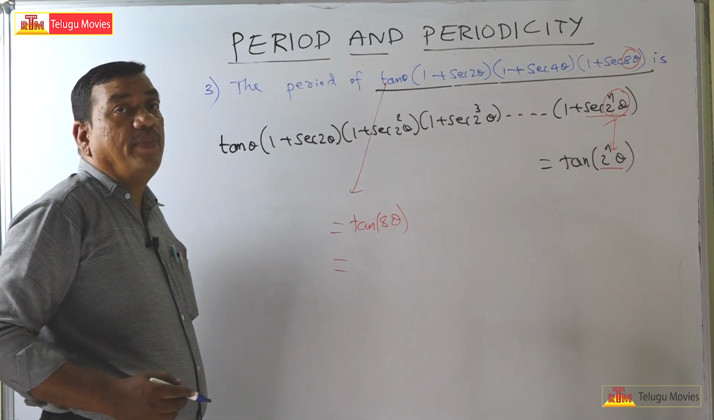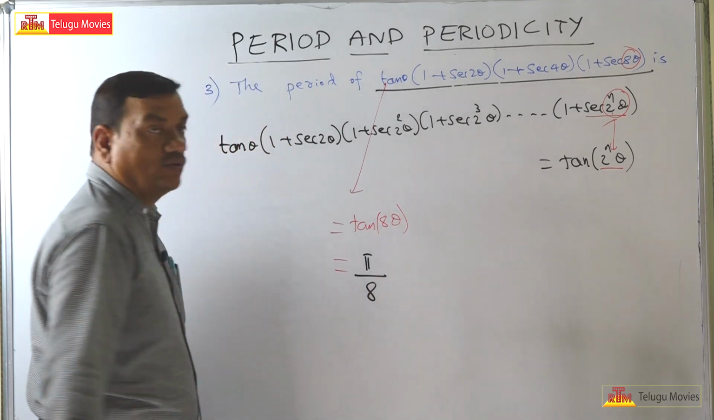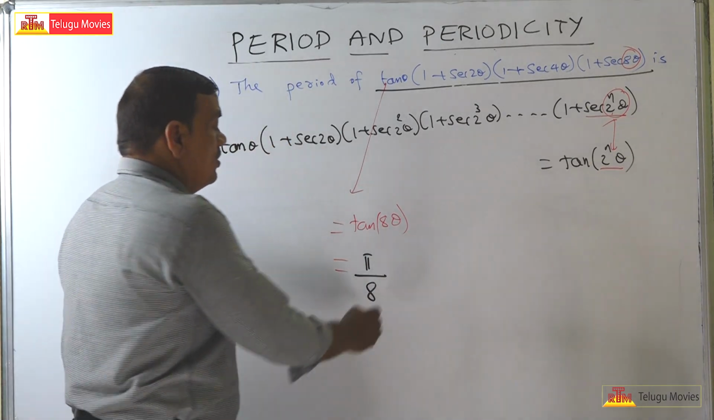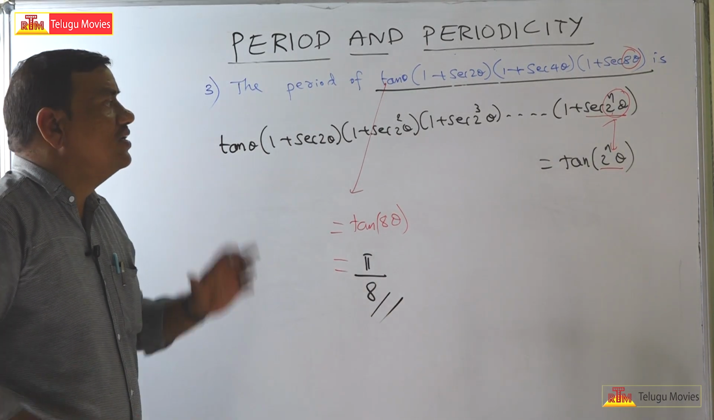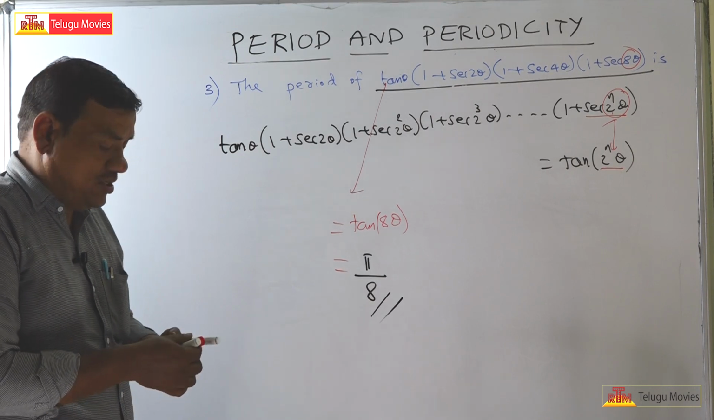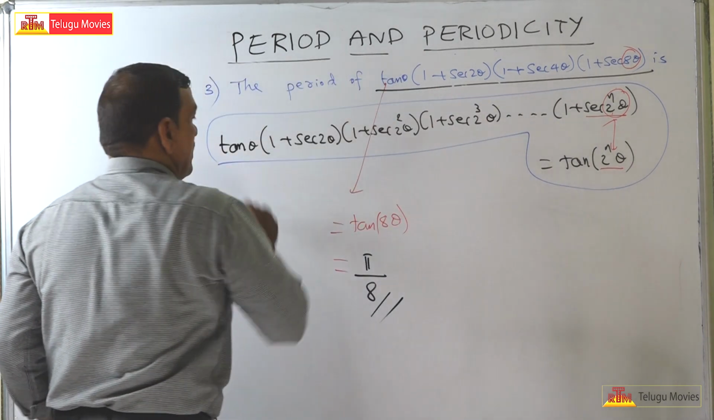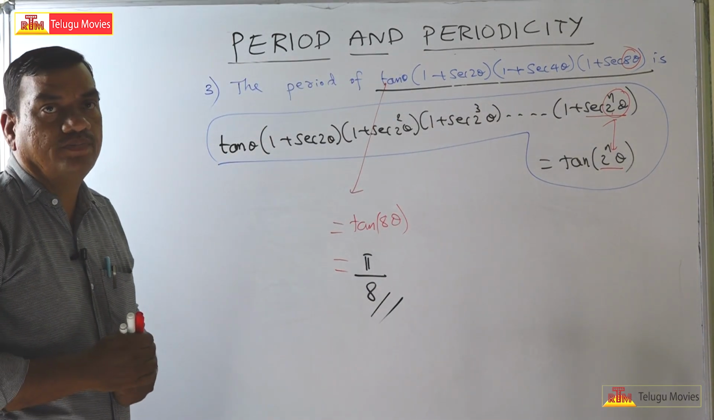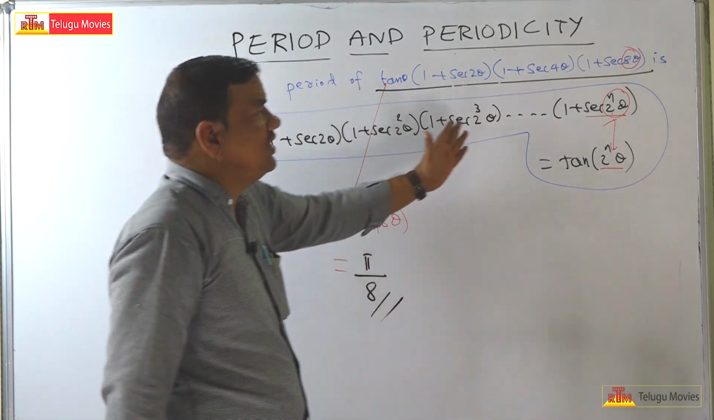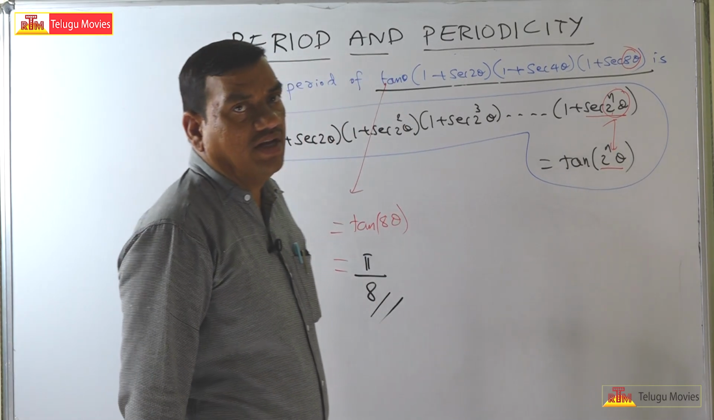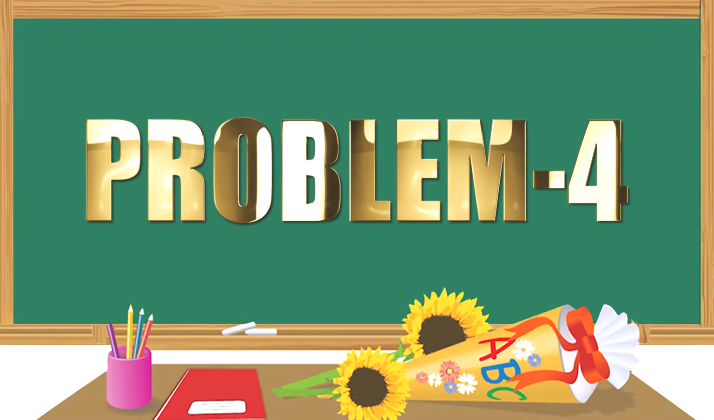Now what is the period of tan 8 theta? For tan theta it is pi. The coefficient of theta is 8. Therefore the period of the given function is pi upon 8. The only thing is that you have to remember this result, otherwise you cannot do this problem. You have to simplify it to get tan 8 theta. If you know the result, the problem is very easy. I hope you understand this solution. Let us go for the next problem.